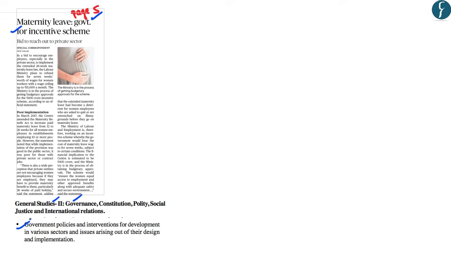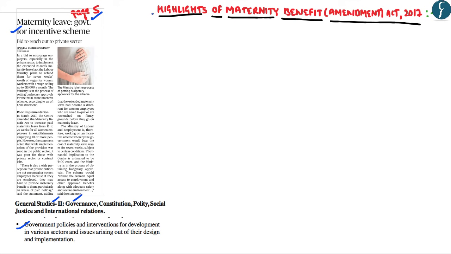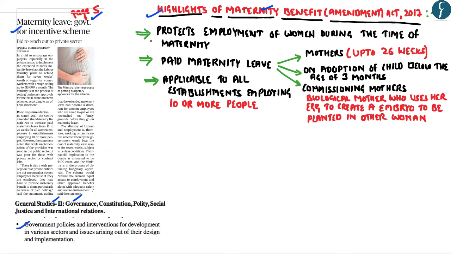Before understanding this particular article, let us first look at the highlights of the Maternity Benefit Amendment Act 2017. Now, this particular amendment has been brought in order to protect the employment of women during the time of maternity, wherein under this particular amendment, the woman shall be provided with the paid maternity leave, and this paid maternity leave shall be applicable to all the mothers up to 26 weeks. It is also applicable on adoption of a child below the age of 3 months.